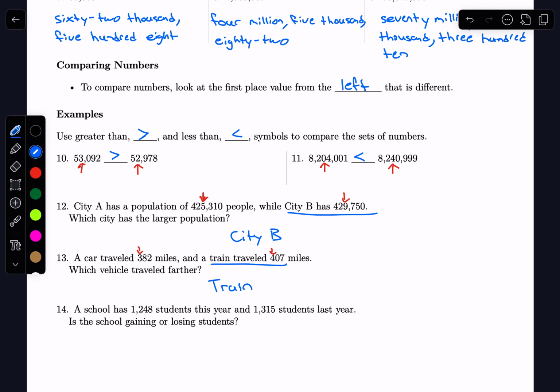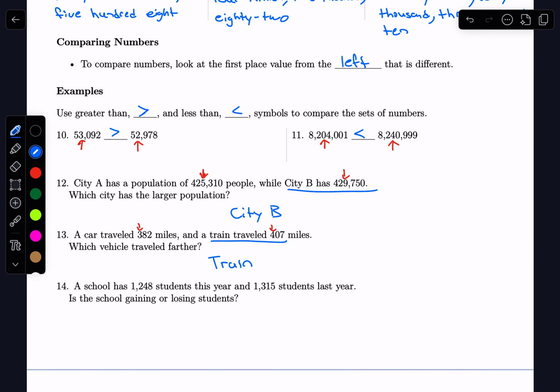Last one, a school has 1,248 students this year and 1,315 students last year. Is the school gaining or losing students? Well, they both have 1,000 something, but the first school has 1,200 and the second school has 1,300. So the second school, or sorry, not the second school, but the second year is bigger.